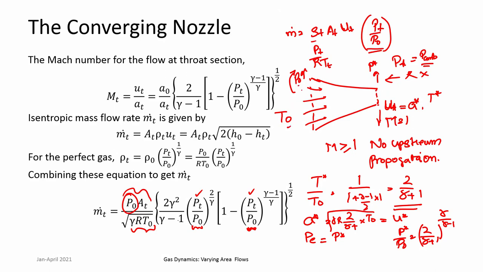And the Mach number is equal to 1. So if you go back and look at the mass flow rate relationship, all of these become constant. Pt by P naught is P star by P naught, and P naught is constant, T naught is constant, or in other terms m dot t becomes constant.